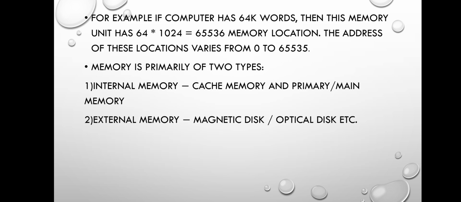For example, if a computer has 64K words, then this memory unit has 64 x 1024 = 65536 memory locations. The address of these locations varies from 0 to 65535. Memory is primarily of two types: internal memory and external memory. Internal memory: cache and primary main memory. External: magnetic disk, optical disk, etc.